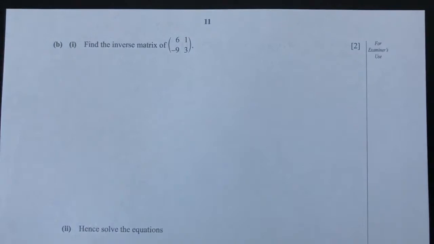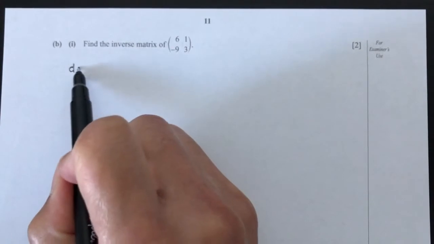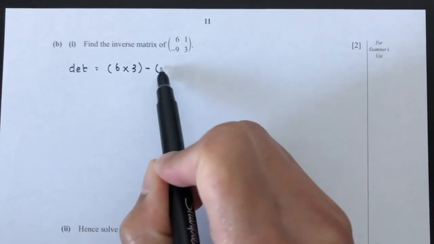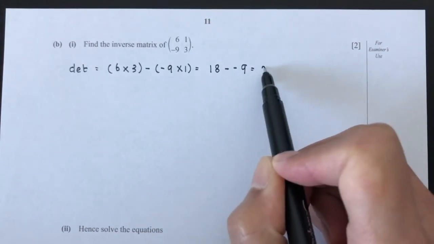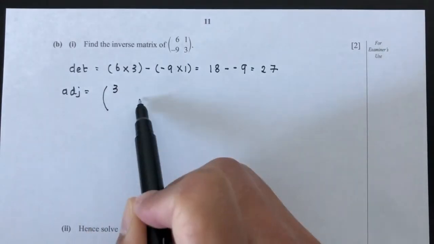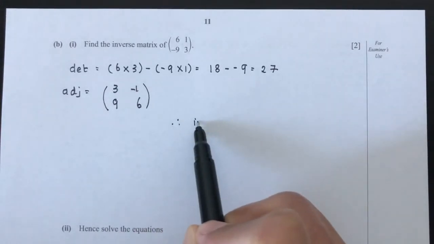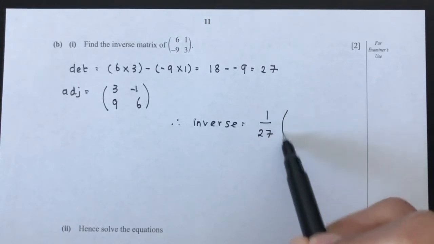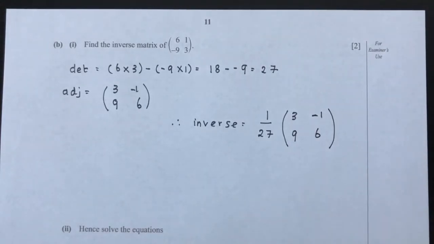So here we have to find the inverse of this matrix. Now to find the inverse, you first find the determinant of the matrix. So that will be cross multiply, 6 times 3 minus 9 times 1. That will be 18 minus 9, that will be 9. Now we have to find the adjoint matrix. That will be 3, 6, change the position and change the sign of those two. So finally the inverse will be 1 over the determinant times your adjoint matrix. That will be your answer for part 1.